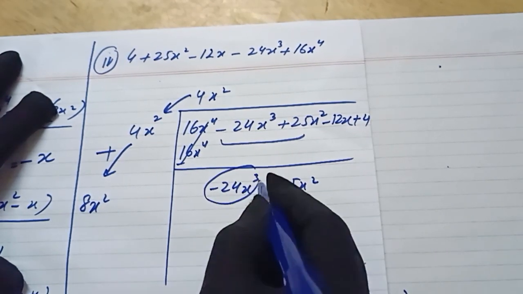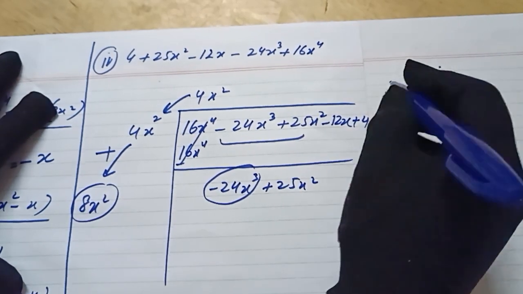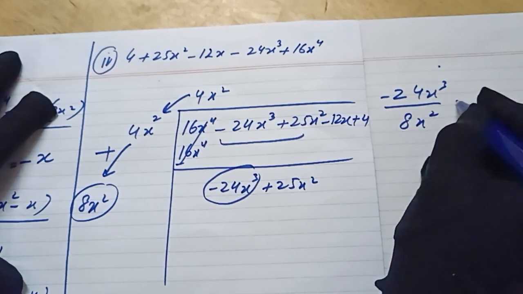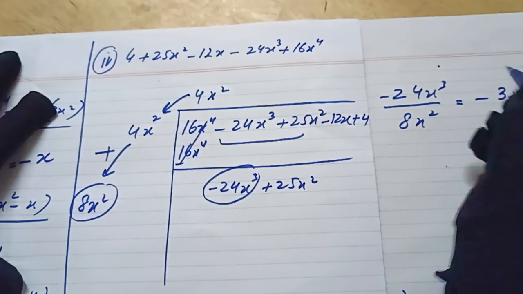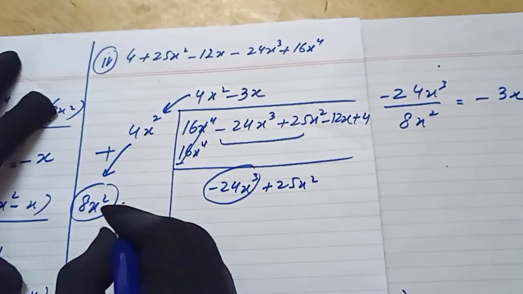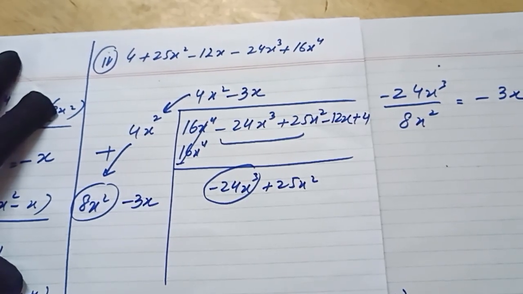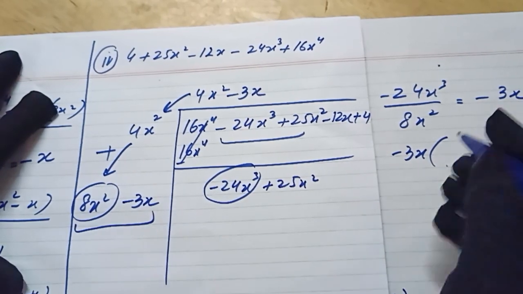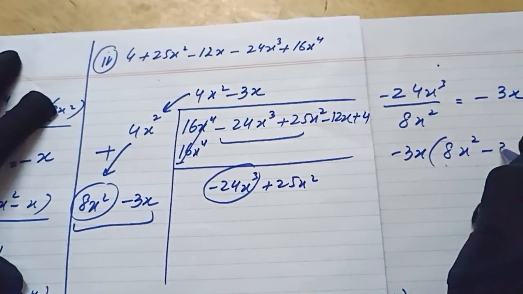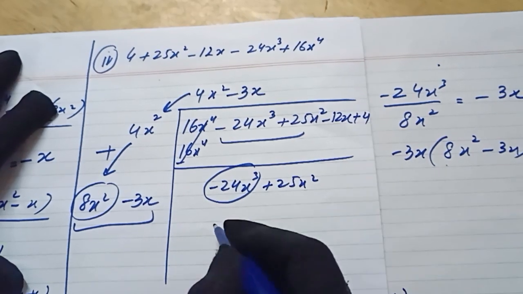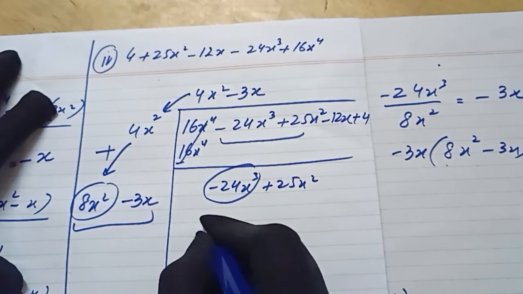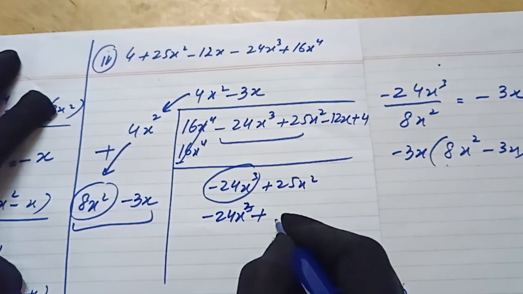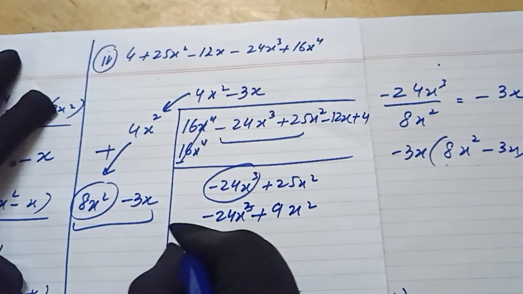So first term divided by the first term, minus 24x cube divided by 8x square. So it becomes minus 3x. This is your second term for here, second term for here. Okay. After the second term is developed, minus 3x you will multiply with the complete divisor. And the answer you can directly write here. Minus 3 8s are 24, x square x cube, minus minus plus, 3 3s are 9x square.